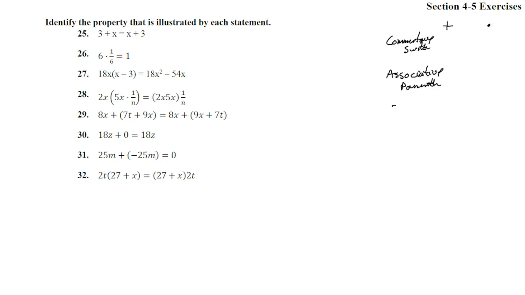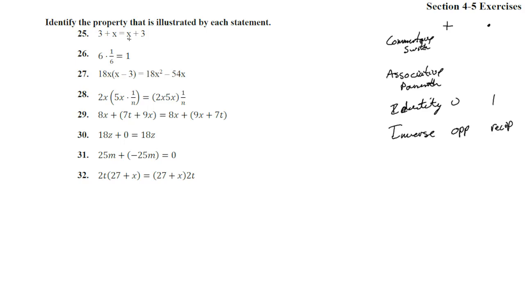And then there was an identity. So the identity of addition is a 0 and multiplication is a 1. And then there was an inverse. And that was either the opposite, meaning the negative of it for addition, the thing that is opposite of it, or for multiplication, it was a reciprocal. So let's look and see if we can do this now.